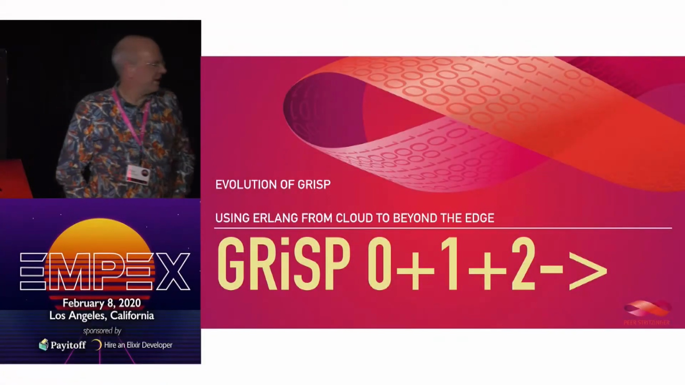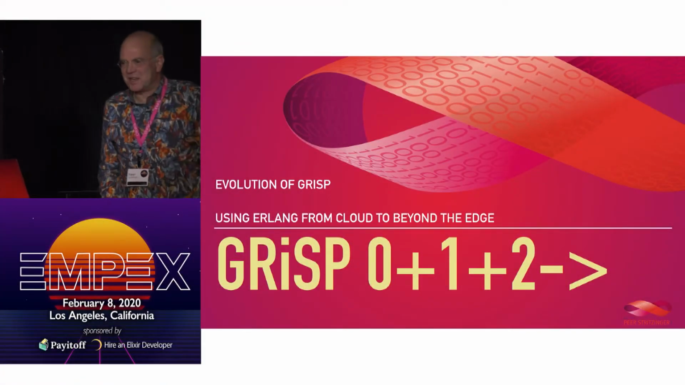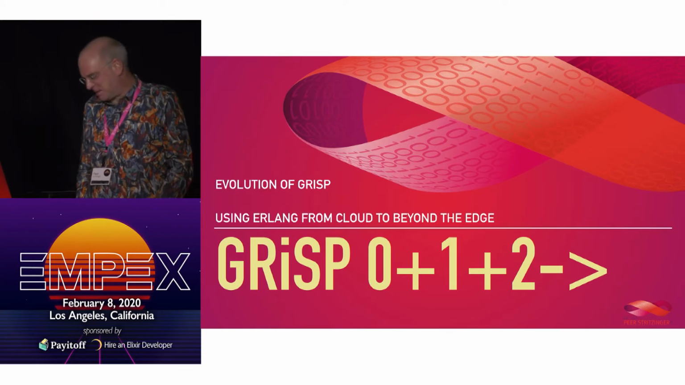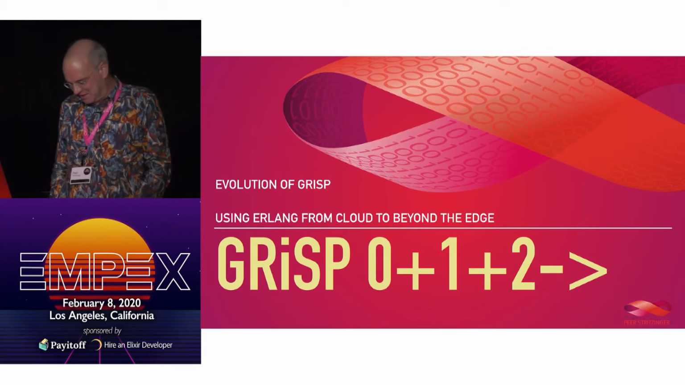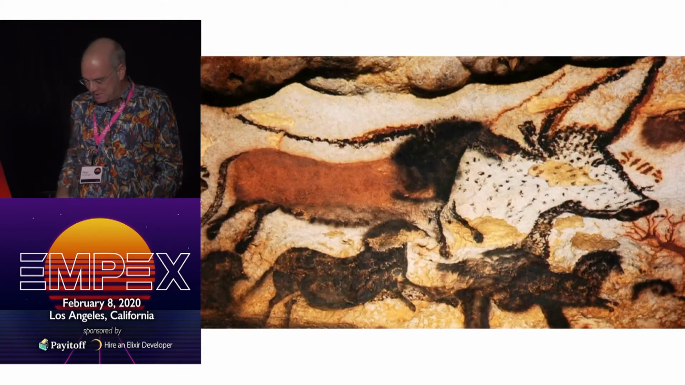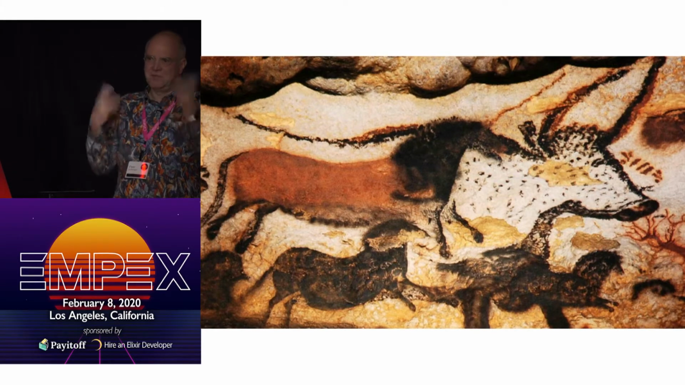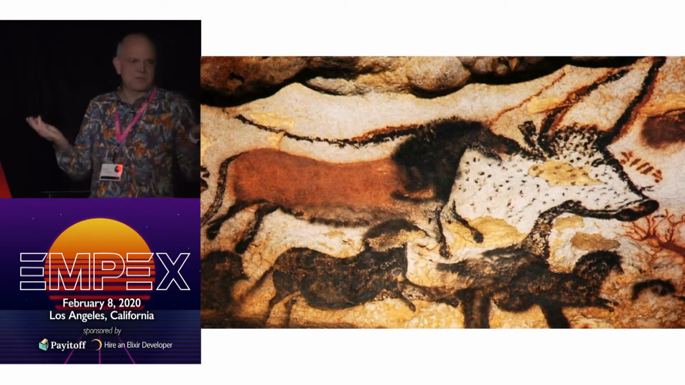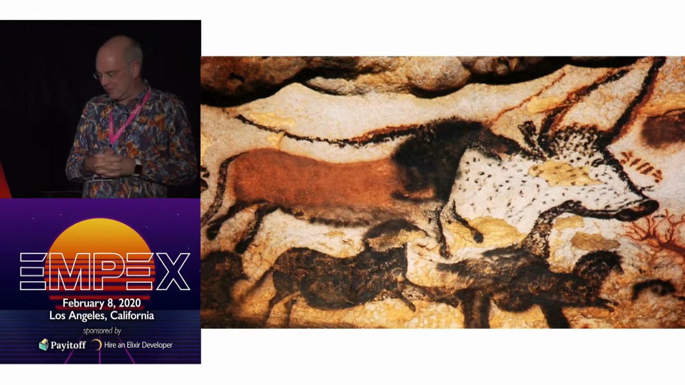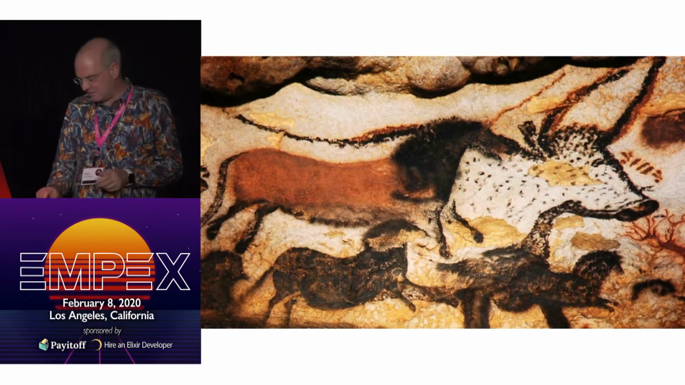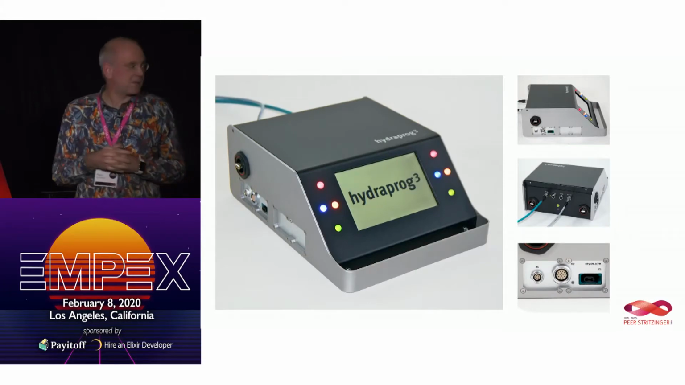Okay. Yeah, actually, I'm talking about the real time. That's where the word came from initially. And I'm also talking about history, because it kind of mutated to talk about the evolution of GRiSP. So let's start in the prehistoric, just starting to paint. So that's where it all started.